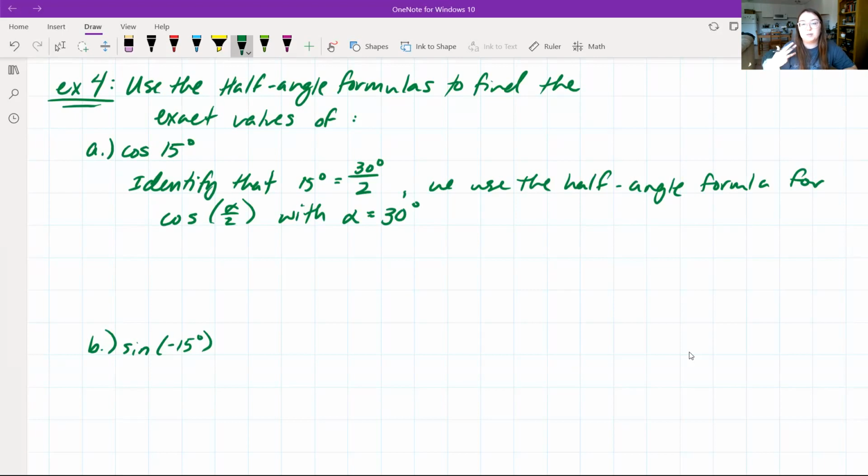So 15 degrees is going to be in quadrant 1, which means that cosine of 15 degrees is greater than 0, so we're going to choose the positive sign.